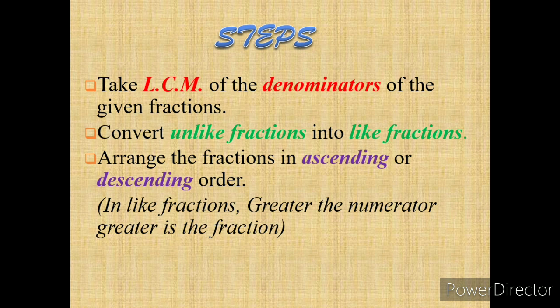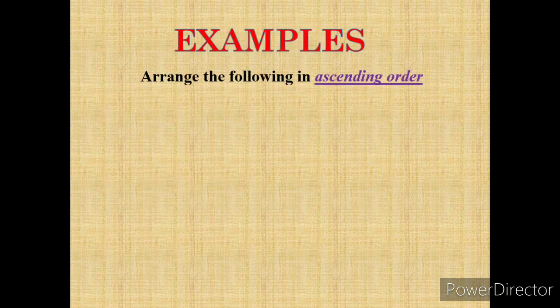I am repeating the steps again. First of all, you will find the LCM, then you will convert unlike fractions to like fractions, and then you can arrange in ascending or descending order. These steps will be followed in the case of unlike fractions. But what about like fractions? So let us just see our first example where you have to arrange in ascending order.